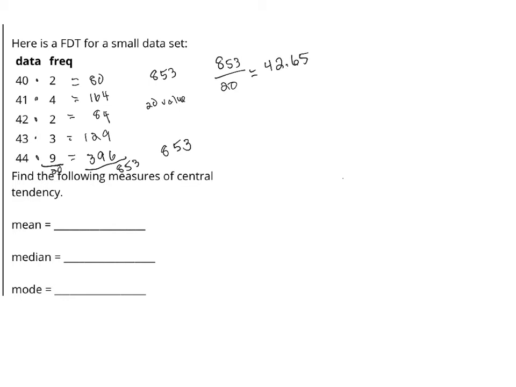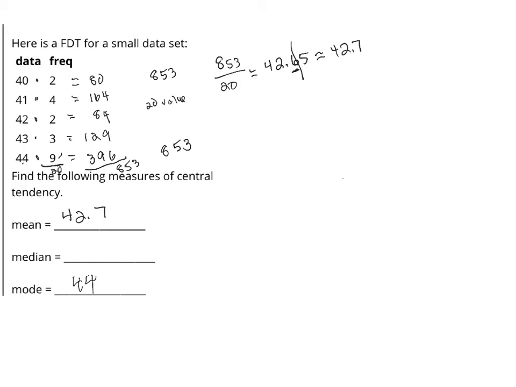42.65. And now the directions, which I cut off, say to round to 1 decimal place. So that would be right here. This is 5 or higher, so that's going to go to 42.7. So that is the mean, 42.7. Now, the mode is the easiest because you look, there are 9 44s. So the mode is going to be 44 because there's 9 of them.